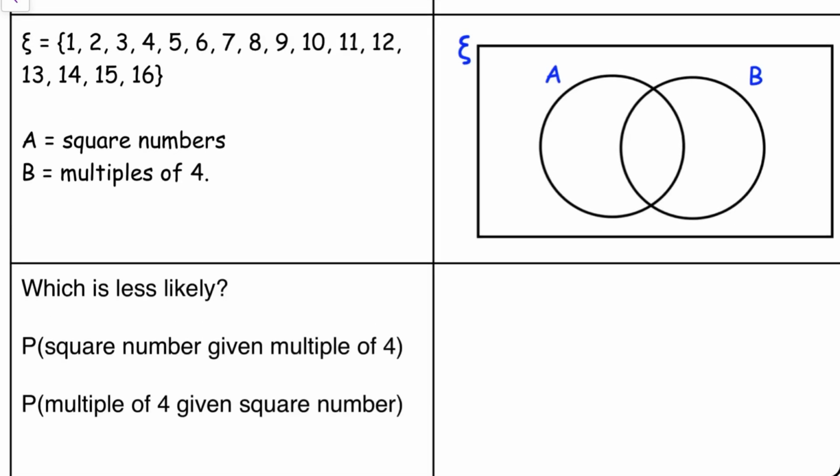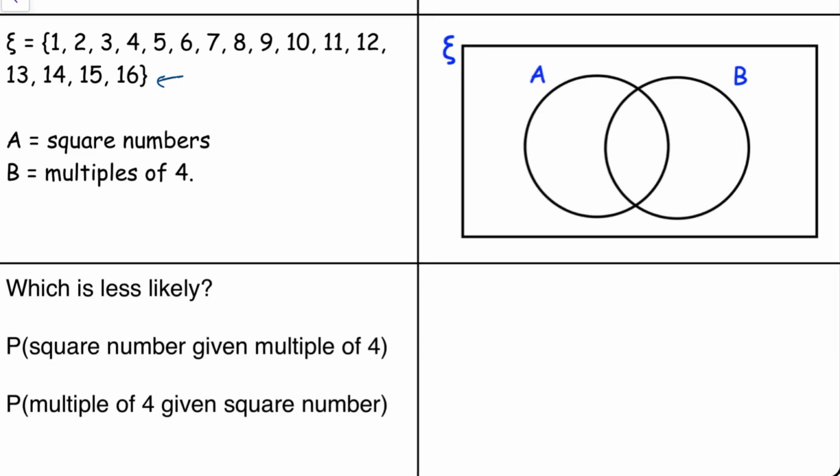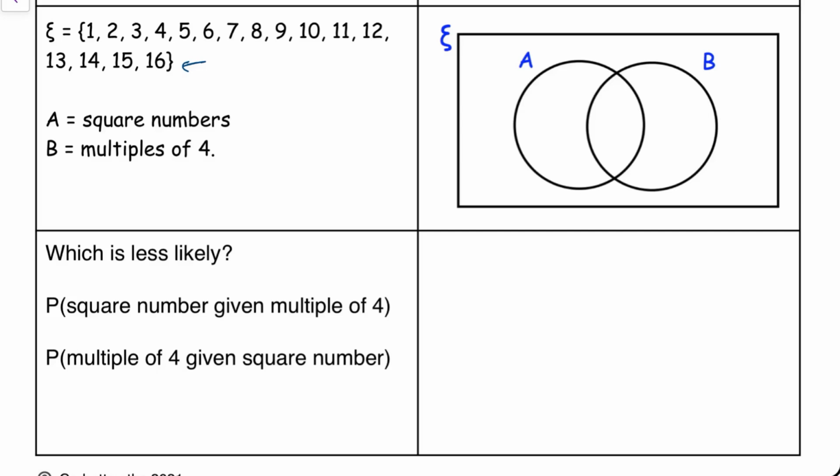Okay, it's a set question. I'm given the universe is all integers from 1 to 16 inclusive. A is square numbers, B is multiples of 4, and I'm guessing I'm going to have to fill the Venn diagram in. So which is less likely? Okay, right, so I'm going to fill the Venn diagram in, although technically it doesn't tell me to do that. Write down the numbers so you don't make a silly error. So the square numbers are 1, 4, 9, 16, and the multiples of 4 are 4, 8, 12, 16.